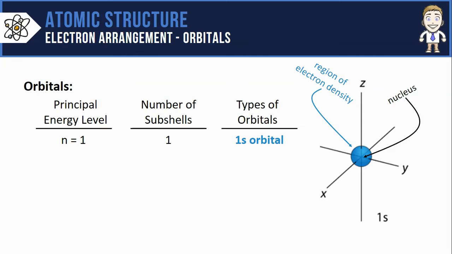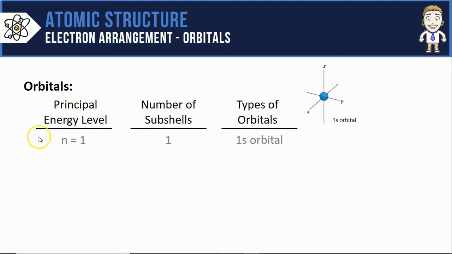Technically, this is called a region of high electron density. What does that mean? All that means is that if you're an electron in the 1s orbital, you are most likely to be found somewhere within that sphere surrounding the nucleus. So that's the first energy level. Let's scale up to energy level 2.